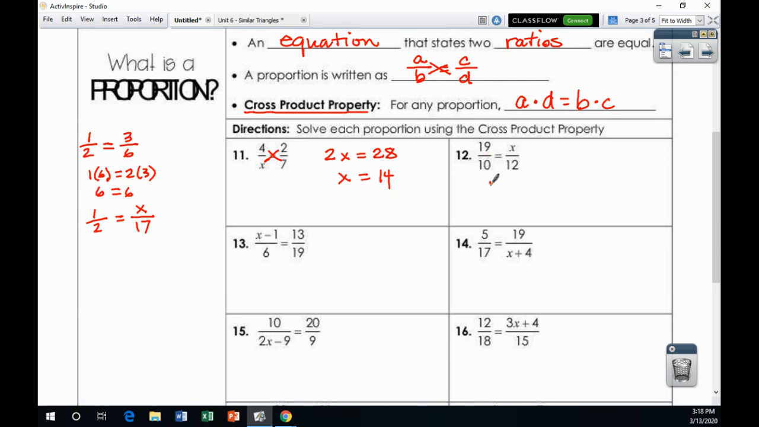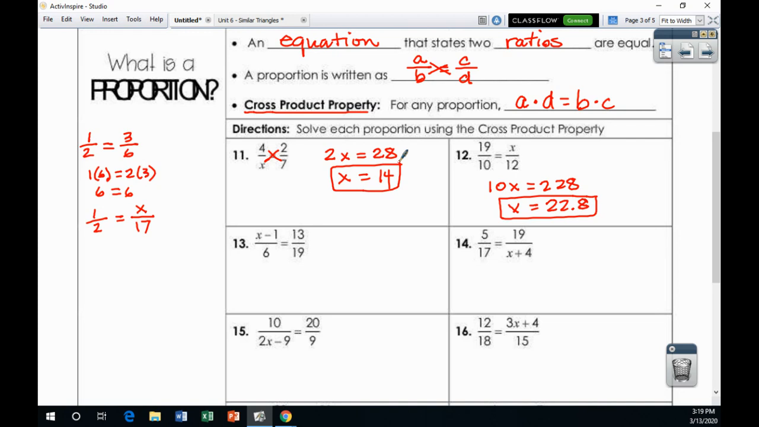Cross multiply here, you're going to have 10x equals 19 times 12, which is 228. And then we're going to divide, and that's going to be 22.8. So you are going to get some decimal answers in this section, so don't freak out about it. These are not angles or anything, so it shouldn't be too big of a deal.